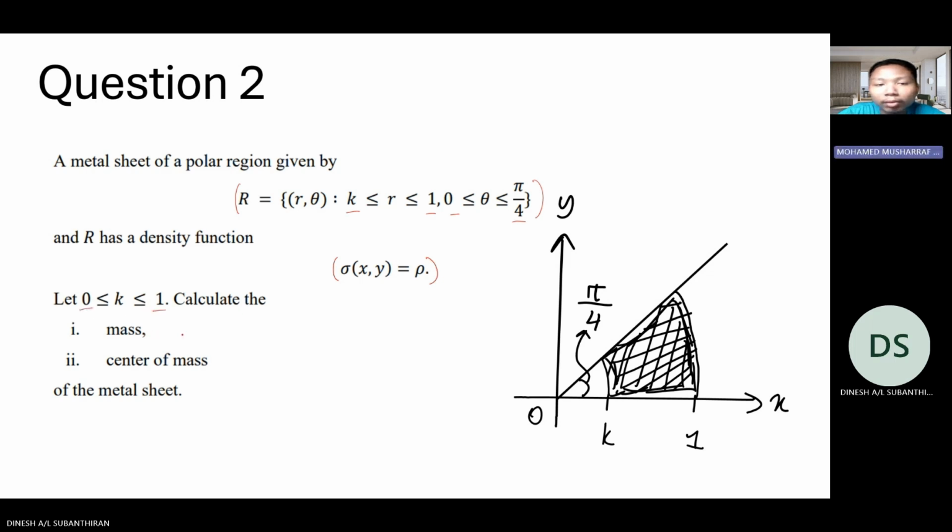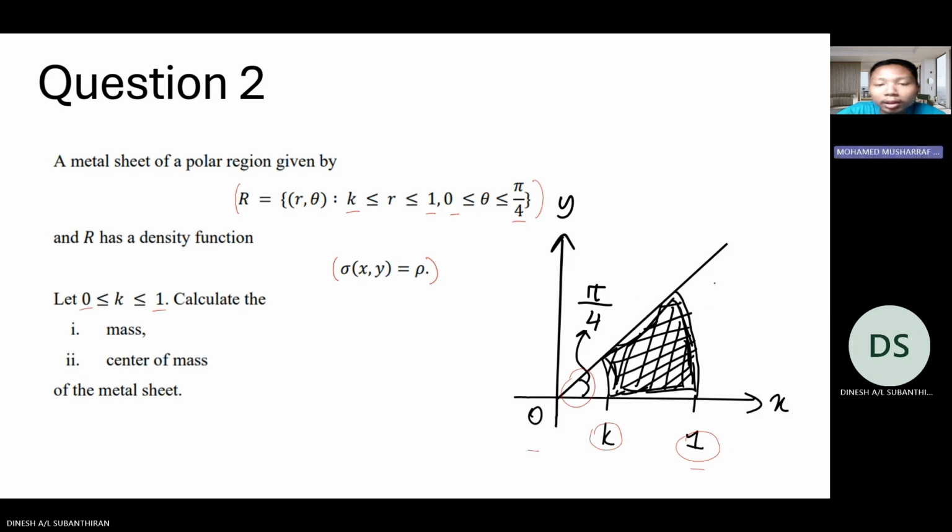This will be the angle for the polar region of the metal sheet. So the radius will be between k and 1, and k is going to be between 0 and 1 as stated in the equation. For the angle, it is stated that it is going to be between 0 and pi over 4. So we assume this is the angle since pi over 4 is equal to 45 degrees.